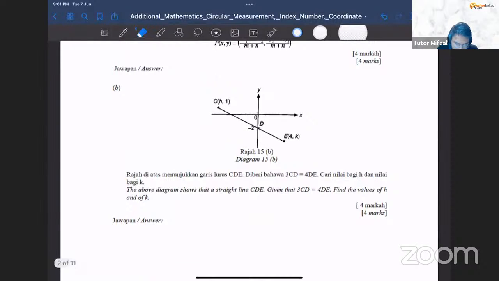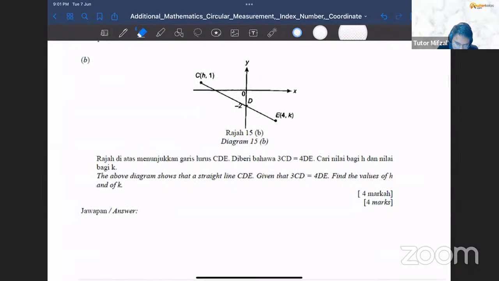The above diagram shows that a straight line CDE, okay, you have a straight line CDE, and given that 3CD is equivalent to 4DE. So this is actually kind of simple, but dia dah bagi you the relationship over here. Dia bagi you that 3CD is equivalent to 4DE. Now what you can do over here is you can make a ratio out of it now. So you can do something like this. 3CD is equivalent to 4DE. You divide DE.